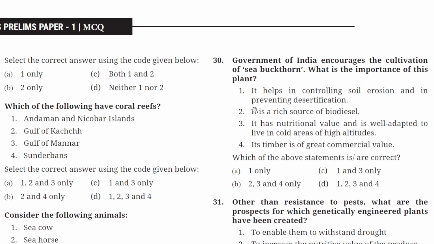The Government of India encourages the cultivation of sea buckthorn. What is the importance of this plant? Okay, so basically it has asked about the importance of buckthorn. Buckthorn is a medicinal plant found in the Himalayan region. The fruit grows in the cold deserts of the Ladakh region of Jammu and Kashmir, Lahul Spiti in Himachal Pradesh, and some parts of Arunachal Pradesh. They have health promoting properties and can play a crucial role in preventing soil erosion and help nitrogen fixation in cold and desert areas.